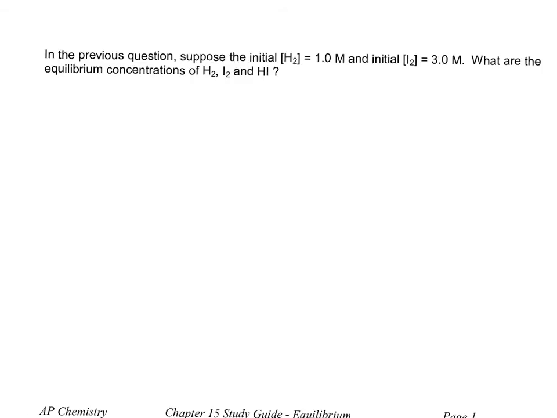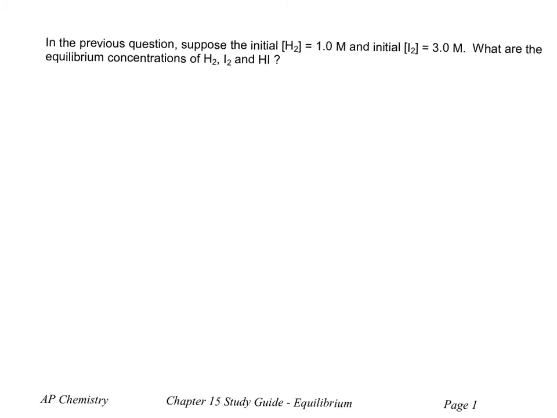So here, my ICE chart, we have H2 plus I2 yields 2HI. Alright, ICE. The initial concentration for the H2, they tell us, is 1.0 molar this time. The initial concentration for I2 is 3.0 molar. And again, the HI is a product, it has not formed yet, so initially it's 0 molar.